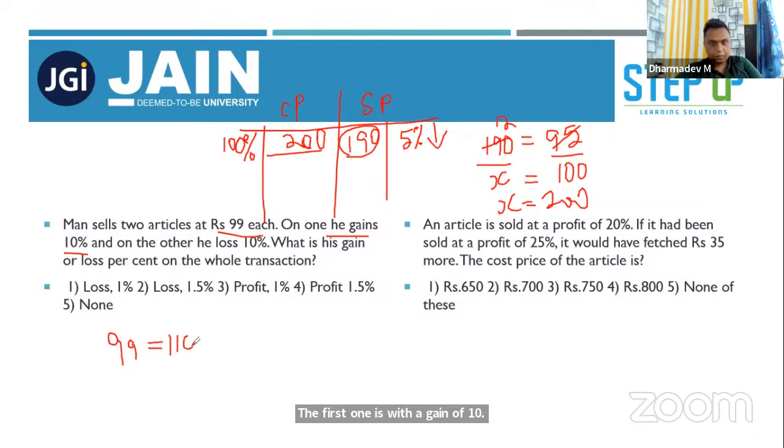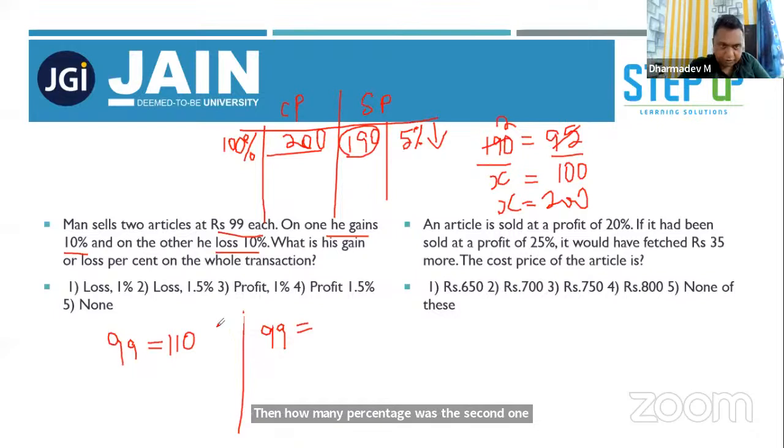Yes, 110. Okay. The second one is also 99. The selling price was 99. No doubts. Now, loss of 10%. Then how many percentage was the second one? The second one was 90 percentage. Yes. Okay. And this becomes X.